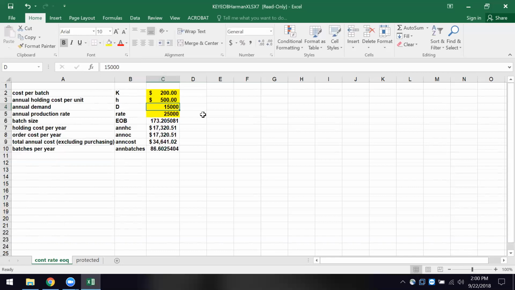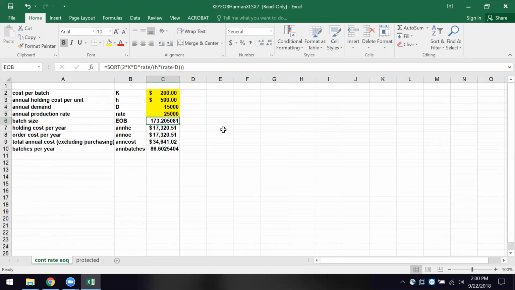I'm going to be sending my annual batch, and I'm going to be ordering 86 times a year. I'm sorry, I've been ordering on EOB. It's shipping. I'm going to be shipping 86 times a year, or 87 roughly, and 173 units.